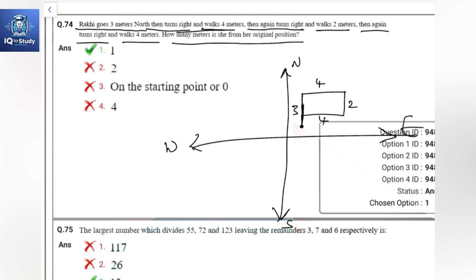How many meters is she from her original position? This is the original position and she reached here. So, she is just 1 meter away from her original position, which is option 1.